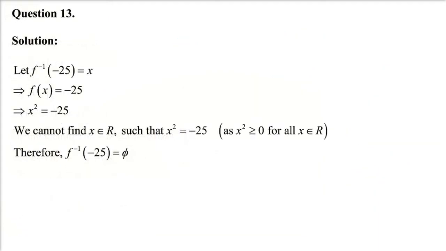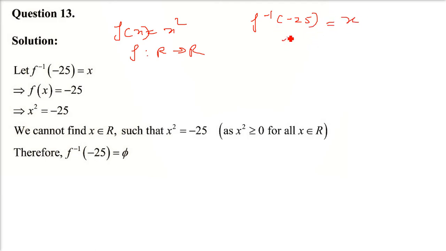Question number 13 here. If f from R to R is defined by f(x) equals x square, find f inverse of negative 25. So again, the domain and range are real numbers, basically domain and codomain. So f inverse of negative 25, just put it equal to some x, because it is R to R. You'll see this won't come in the real numbers.